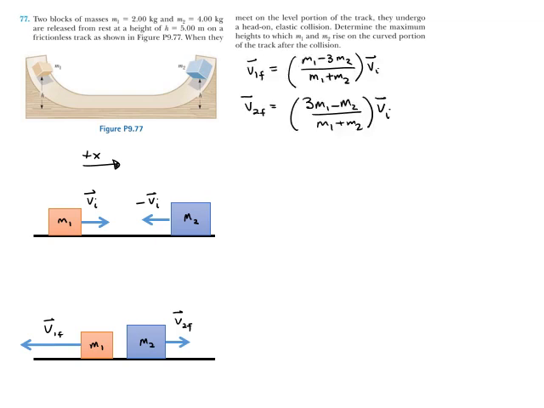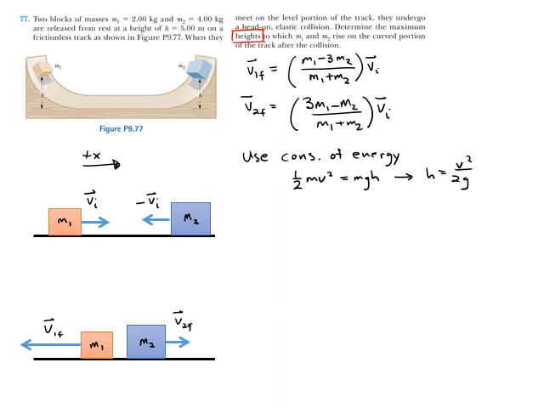Okay, so those are the solutions for the final velocities of the two masses after the collision. And then to get to the actual target, which is the height to which they go, we need to use conservation of energy again, right? So conservation of energy says that if I know their initial speed, all of that initial kinetic energy, 1/2 mv squared, is going to be transformed into potential energy mgh. So I get h is going to be v squared over 2g.